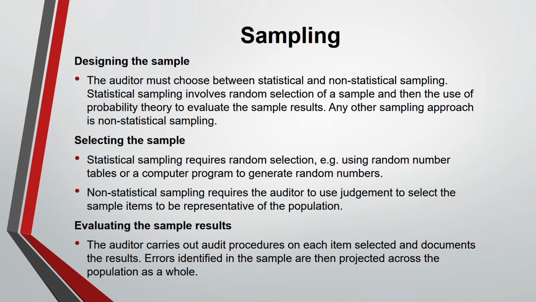Errors identified in the sample are then projected across the population as a whole. So if you identify that there's an error in the sample, you are concluding that in the population also this is the error.